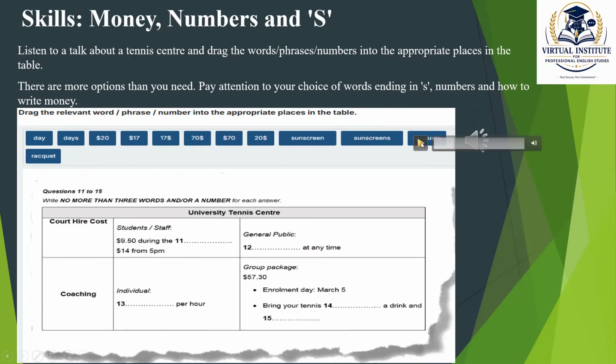Okay, now listen carefully. A little more expensive in the evening. After 5 p.m., the court hire goes up to $14.